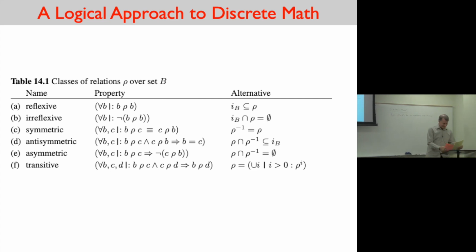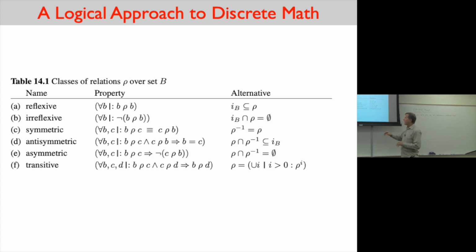Now, what we're going to do now is explore what these are. Let me tell you that the name and the property are definitions. On the third column, we have what's called alternative. So this alternative means these are alternative definitions. Even though the name and the property are definitions, it's a theorem that the alternative is equivalent to the property. Do you see what I mean? So in this table we have 6 definitions and 6 theorems.